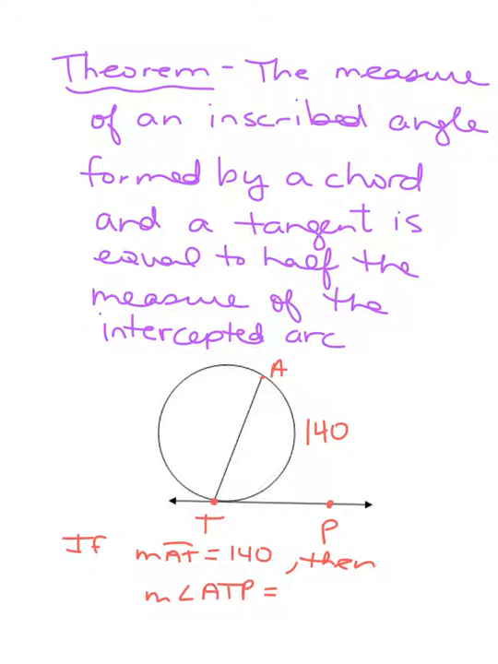Our last theorem for today states that the measure of an inscribed angle formed by a chord and a tangent is equal to half the measure of the intercepted arc. So this is very similar to the last theorem we did. The last theorem talked about two chords, and this time we're talking about a chord and a tangent in dealing with the inscribed angles. So if I tell you the measure of arc AT is 140, this piece right here, then the measure of angle ATP, this angle right here, is going to be half of that. So that measure of angle ATP is equal to 70.